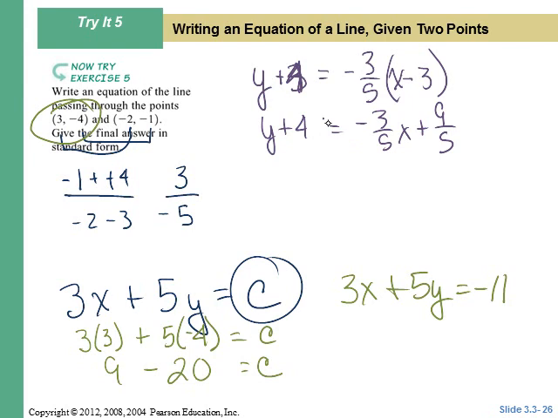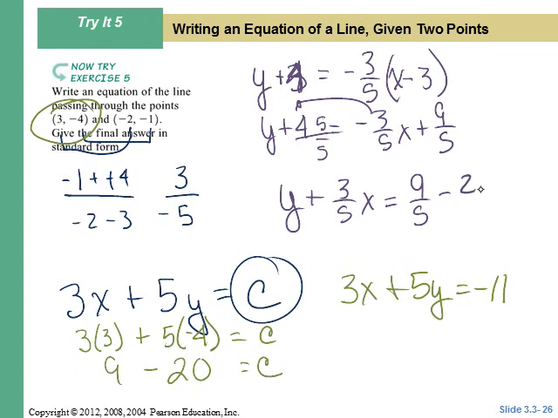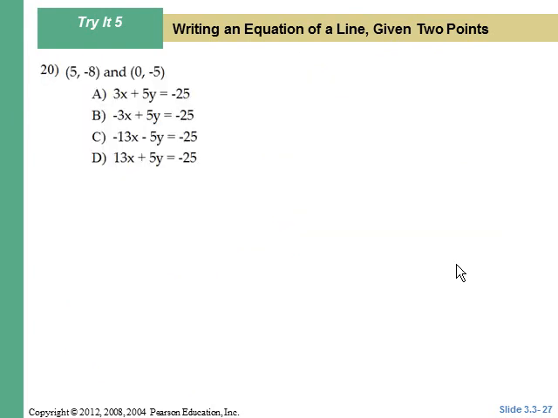Change this to fifths. Multiply the top and bottom by 5. You get y plus 3/5 x. We switch the x to the other side. Equals 9/5. And then this will be minus 20/5, which is negative 11/5. So 3/5 x plus y equals negative 11/5. And remember that you multiply everything by 5, so you end up with this equation anyway.